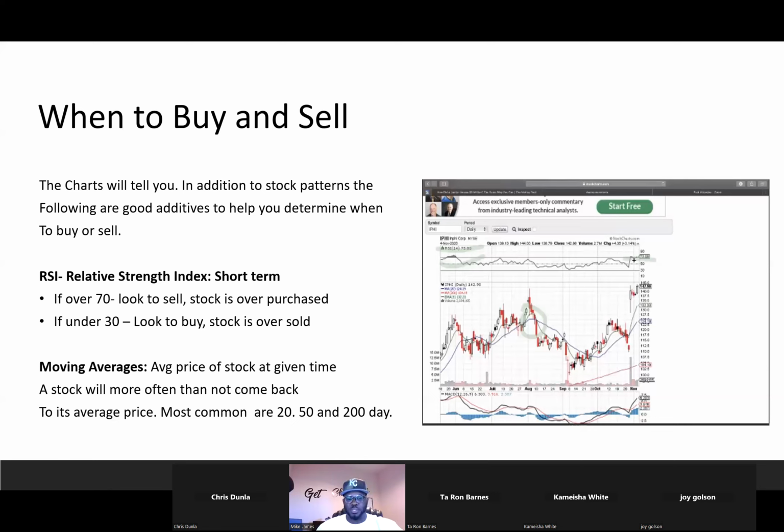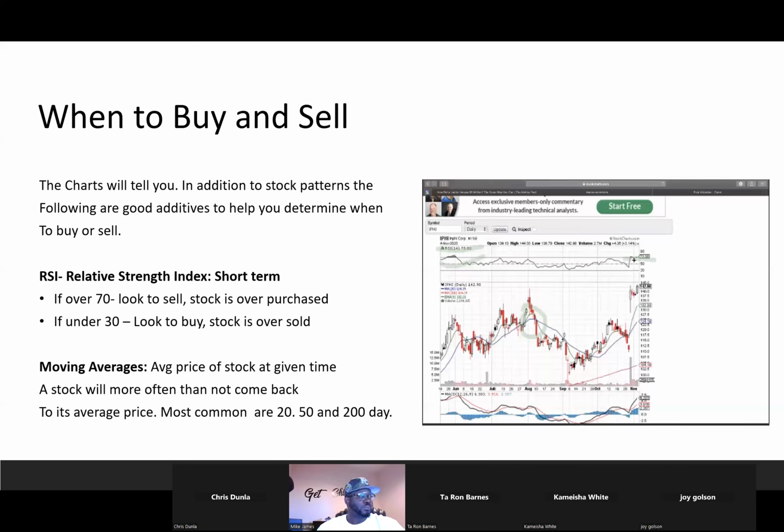So, Chris, can you break down what a moving average is actually averaging? Yeah, it's just going across. If it's 20 days, it's the average price of that stock over the last 20 days. If it's the 50-day, it's the average price of that stock over the last 50 days, and the same with the 200-day moving average. It's just the average price of a stock at any given time averaged out over whatever period that you set that to.